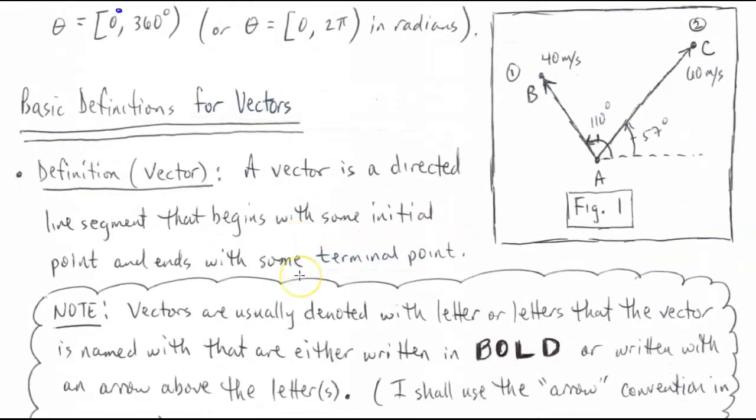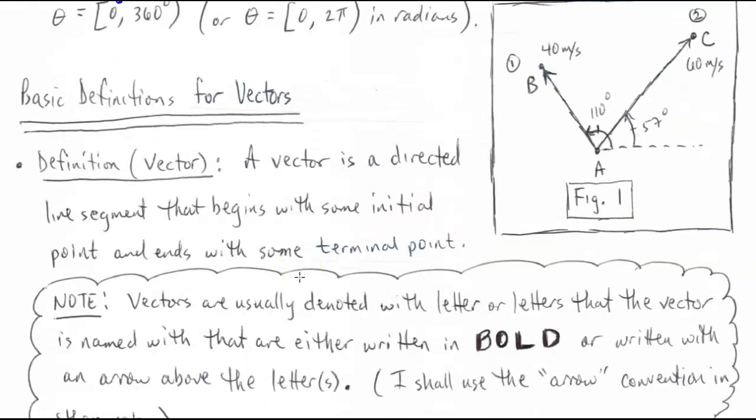Now, the basic definition for a vector in its simplest terms is just a directed line segment. It begins at some initial point and ends at some terminal point. Like you see here in figure 1, my vector AB, and one of the ways that I'll denote that in this video is this way.